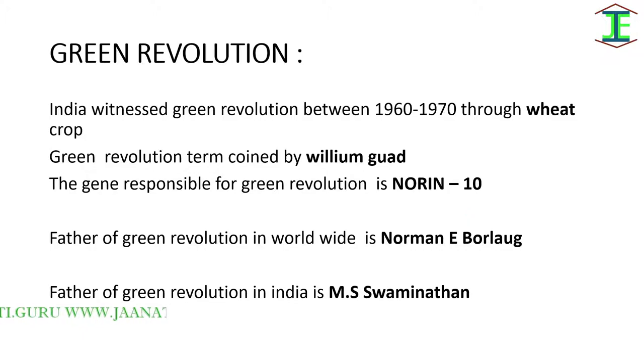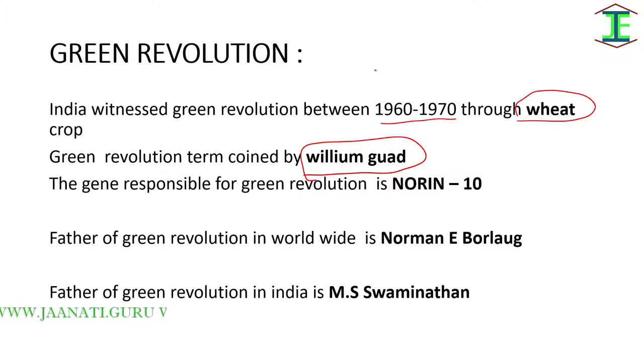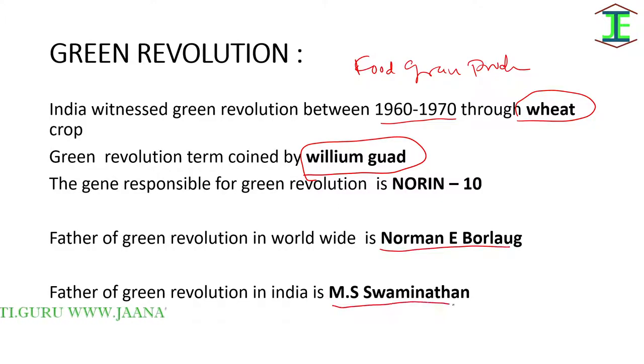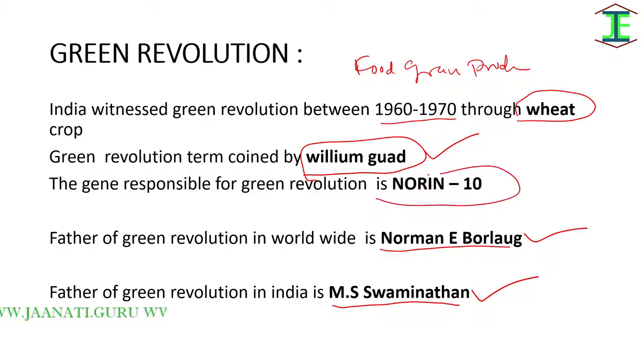Next is the green revolution. First, the term green revolution was coined by William Gaud, and India witnessed the green revolution between 1960 and 1970 through the wheat crop. Green revolution is nothing but an increase in food grain production. The father of the green revolution worldwide is Norman E. Borlaug, and in our India, M.S. Swaminathan. And the gene responsible for the green revolution is Norin-10.